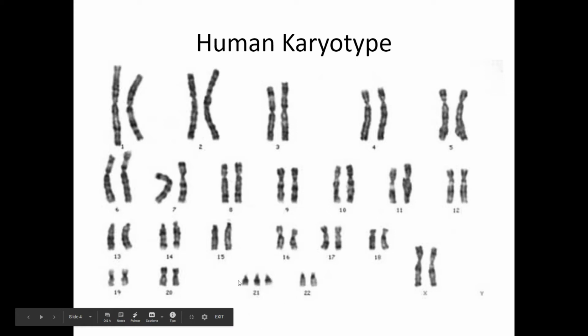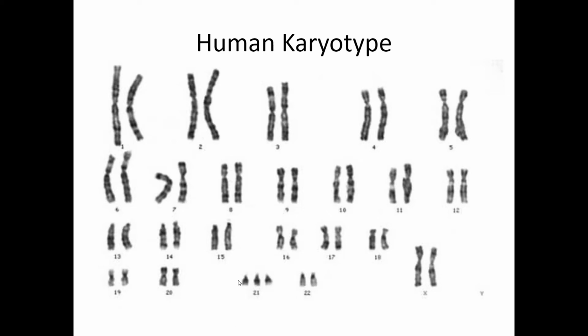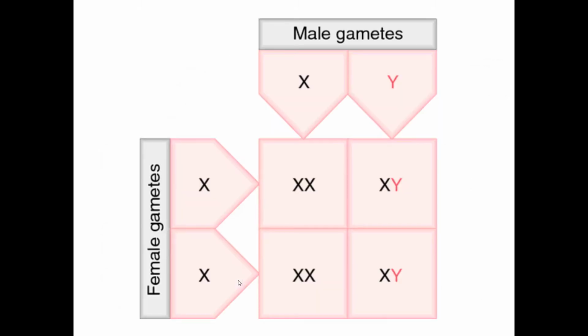And notice here you have 3 on the 21st pair. We'll talk a little bit about what's going on here in just a bit. And so this just shows you sex chromosomes. This is something that we've already looked at, and how sexual traits are determined. But this is also to show you that when sperm and egg combine, there's a 50% chance that the individual will be female and a 50% chance that the individual will be male.